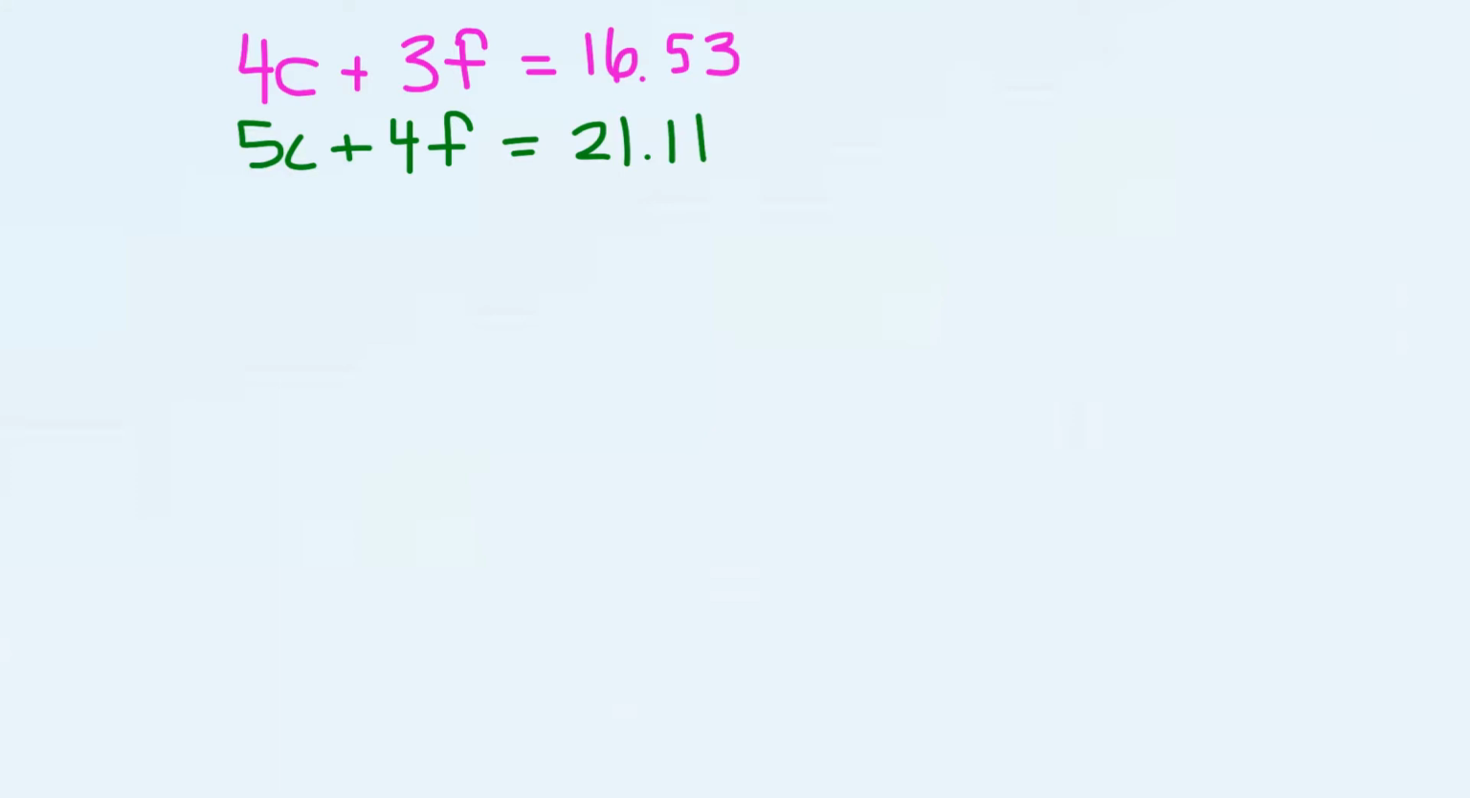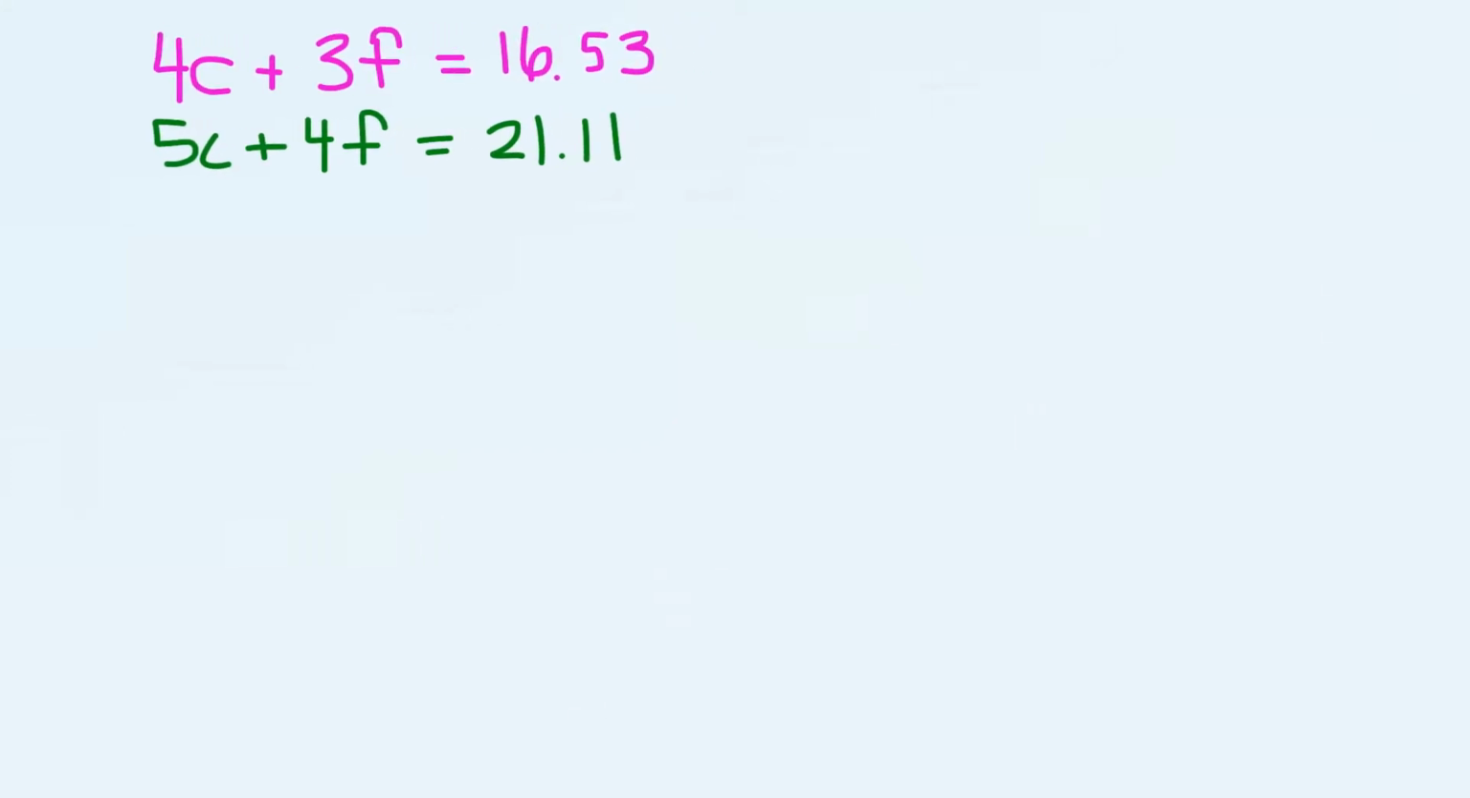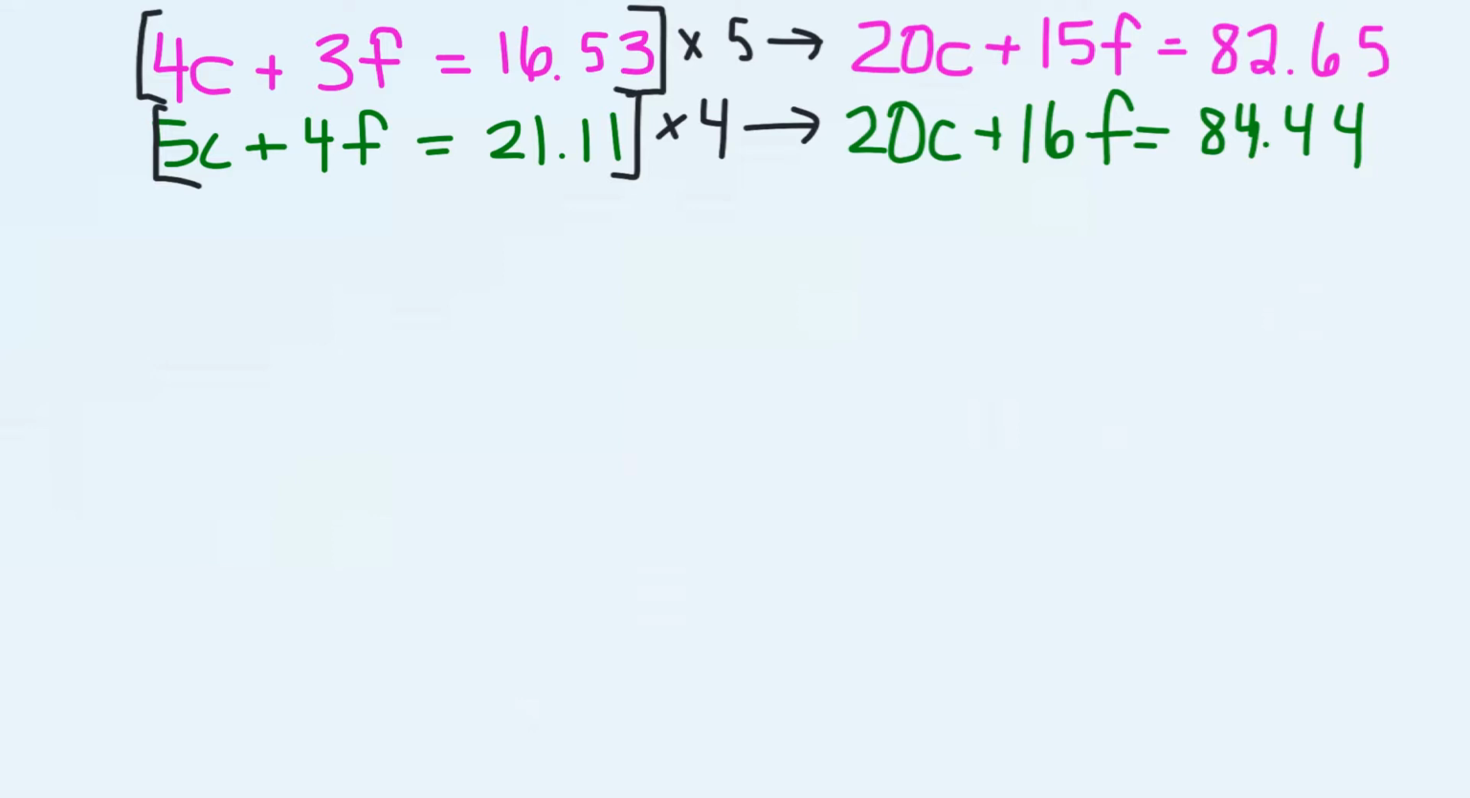Now, we don't have the same number of C's or F's in each equation, so we need to manipulate these so that they do have the same value for one of them. Let me show you what I mean. If we multiply everything in the first equation by 5, and then multiply everything in the second equation by 4, now all of a sudden our C terms will have the same amount. There'll be 20C in both cases. There we go.